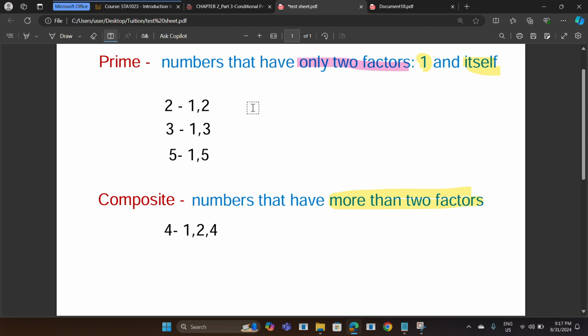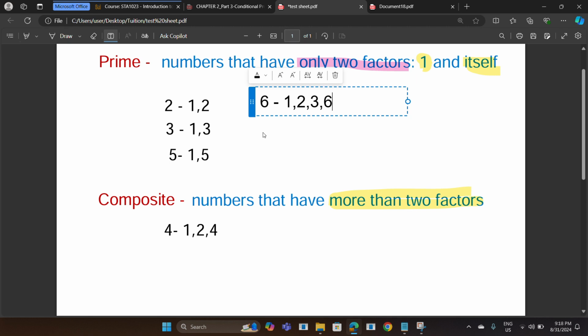Let's check 6. Number 6 has 1 as a factor because we can divide 6 by 1. And also we can divide 6 by 2. We can divide 6 by 3 also. Because of that, 3 is also a factor of 6. And we can't divide 6 by 4 without leftovers. We can't divide 6 by 5. We can divide 6 by 6, by itself.